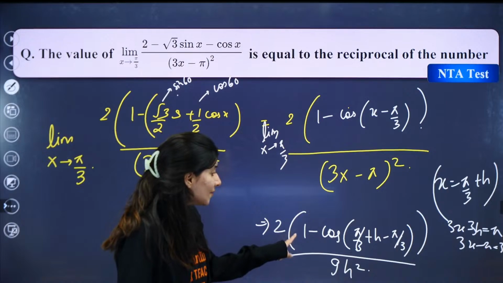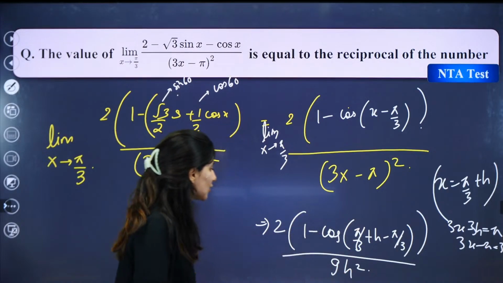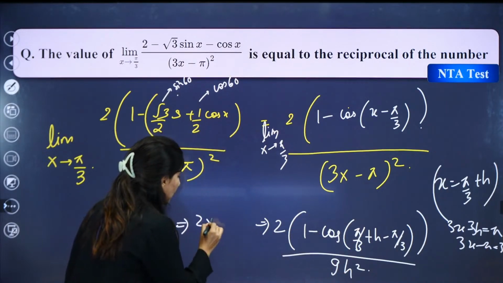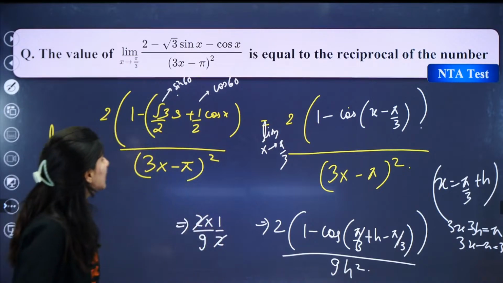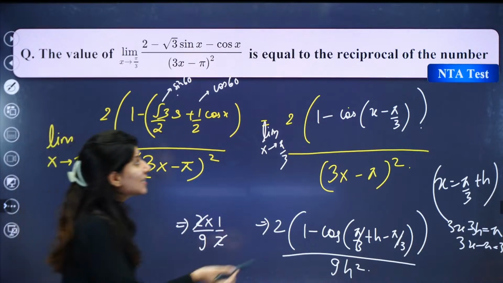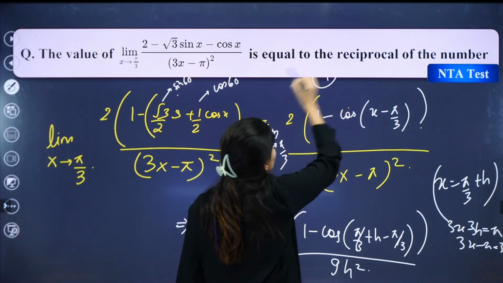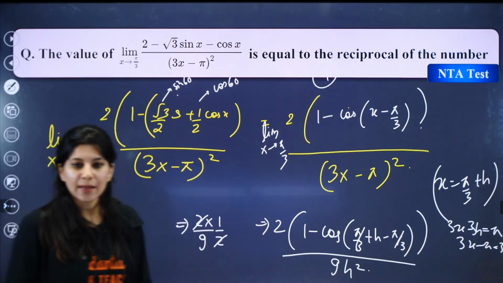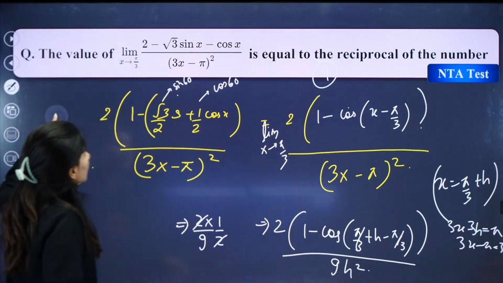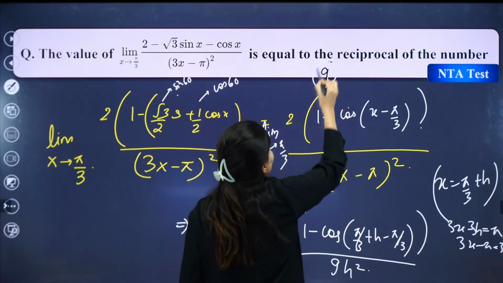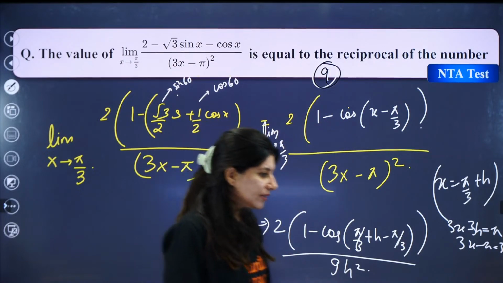Now can you see? 1 minus cos h upon h square will be half. So 2 into 1 by 9 into 1 by 2, the 2s cancel. 1 by 9 is the answer. So if 1 by 9 is the answer, you are going to put a 9 over here. 9 is absolutely right. So 9 is the correct answer of this question. I hope that this is clear.